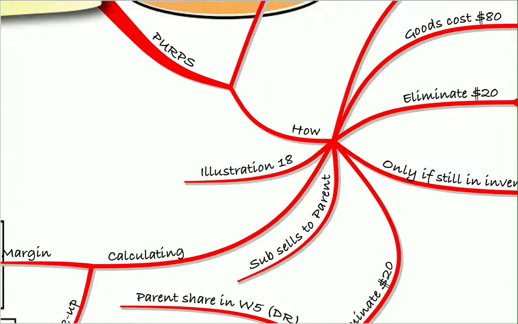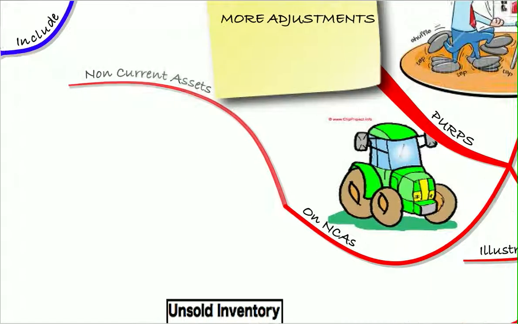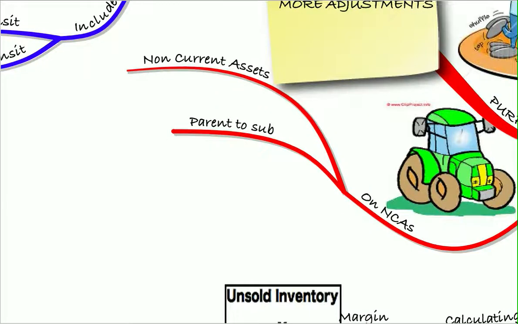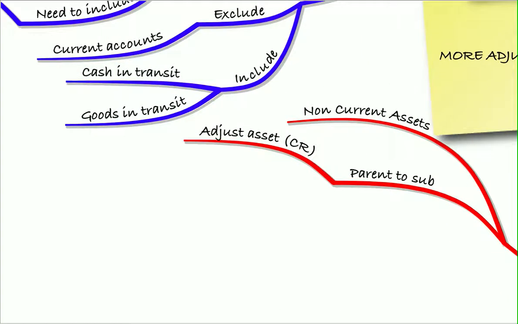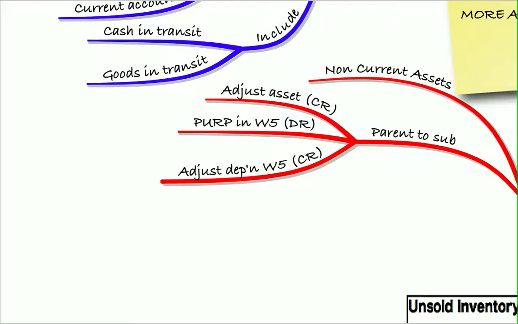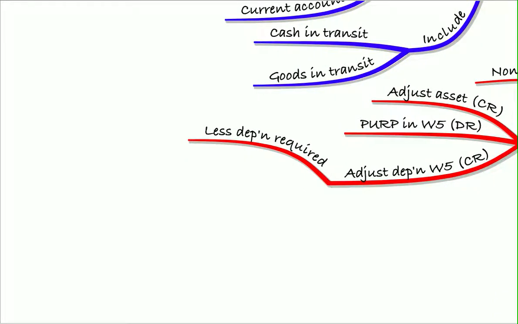Lastly, we just mentioned non-current assets. Again, we may have PUPs on non-current assets. So if the parent was selling to the subsidiary and made a profit on a sale of a non-current asset, we would need to adjust the asset, reduce the value to take away that bit of profit that we'd recognised, and remove the PUP. So the PUP would be removed in working 5. The only difference would be that we would need to adjust the depreciation charge for the new value of the asset. And we do that in working 5 because there would be less depreciation required.